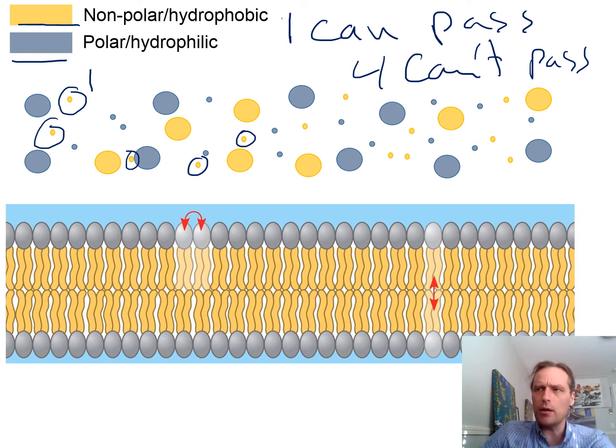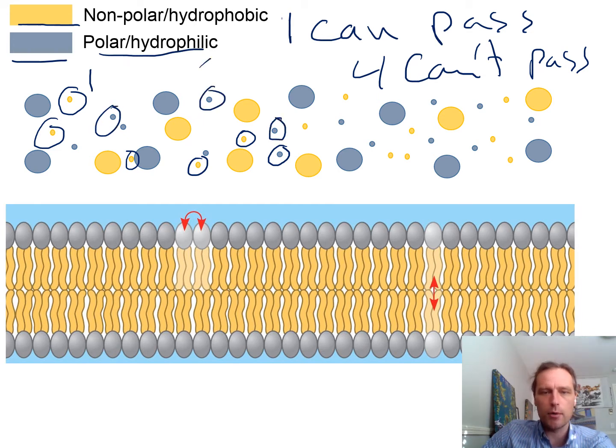I wouldn't expect you to be able to come up with this fine of a distinguishment between can and can't, but next I would personally rank these small hydrophilic molecules, so polar, hydrophilic, these blue ones, as number 2. So they can pass, but not quite as well as the hydrophobic small molecules.